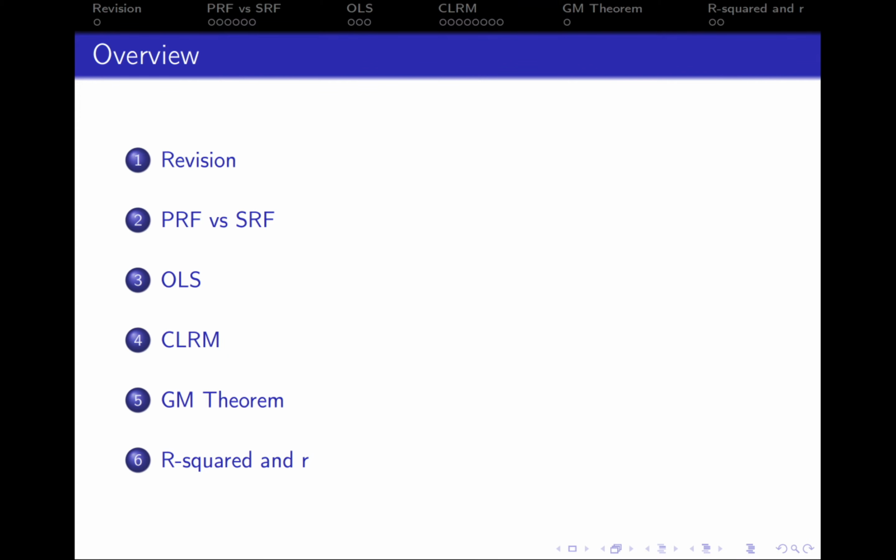least square estimator. After that, I will quickly discuss classical linear regression model assumptions, which are the underlying assumptions of the OLS estimation procedure. After that, I will give you a quick overview of Gauss-Markov theorem, which is another underlying theorem of econometrics. And I will finish with the discussion of two important measurements, R squared and R, which is the correlation coefficient.